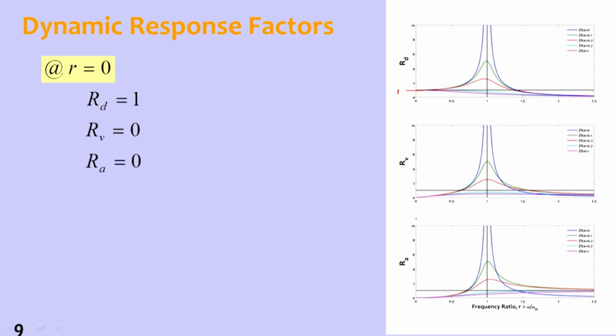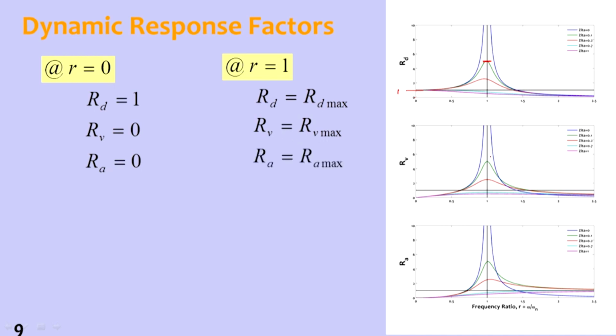So Rd is equal to 1, Rv is equal to 0, Ra is equal to 0. When we go to extreme values, or when we come to resonating frequencies, what is going to happen? At resonating frequencies along with damping, Rd is equal to Rd max value, something like this at this location, and then Rv is Rv max and Ra is Ra max.